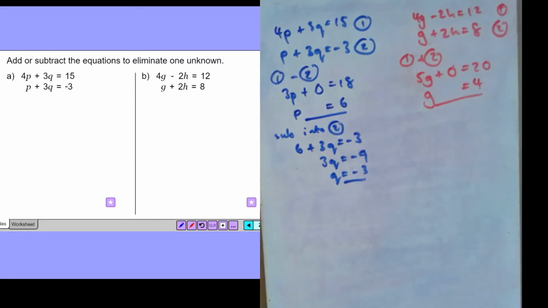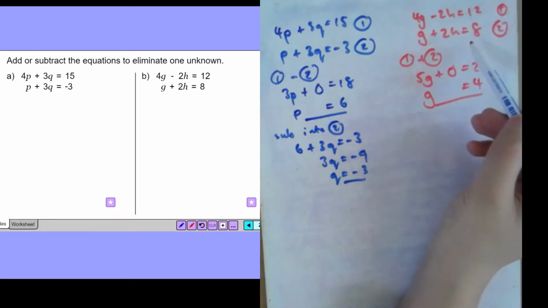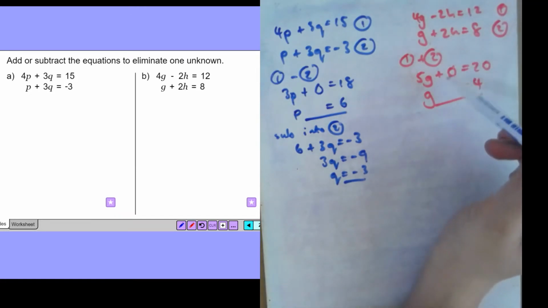When I've found out what one of the variables is, we do need to substitute it back in. The one that you usually substitute it back into when it comes to simultaneous equations, it's much easier to do into the one that has positives than the one that has negatives. So if you do have a positive and a negative one, most people would opt for the positive. That way you don't fall into the trick of negative numbers, because quite a few people do.